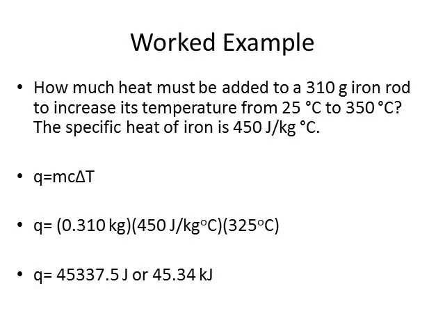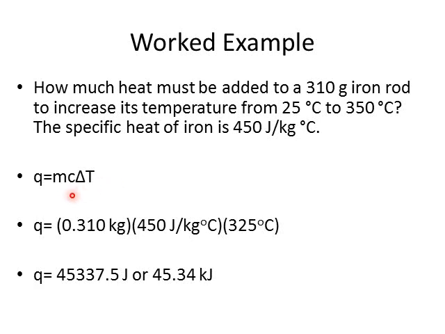Let's take a look at a second example. How much heat must be added to a 310 gram iron rod to increase its temperature from 25 degrees C to 350 degrees C? The specific heat of iron is 450 joules per kilogram degrees C.